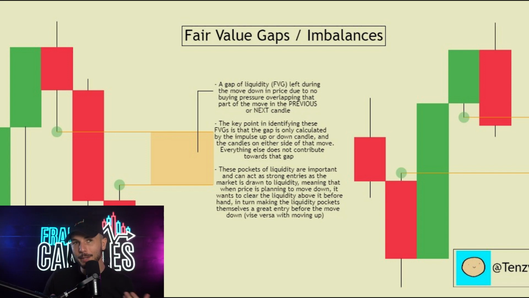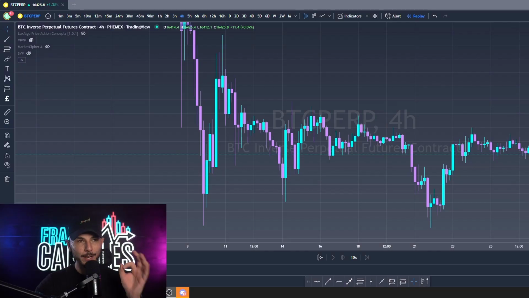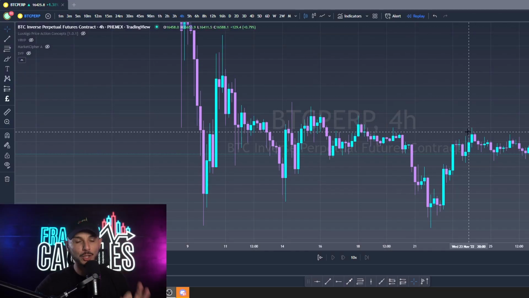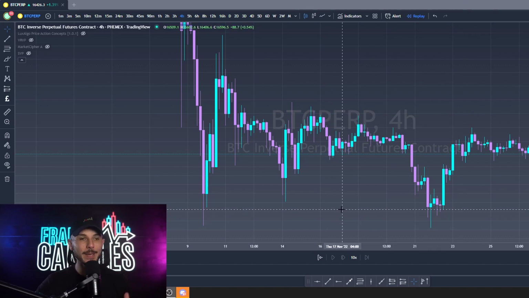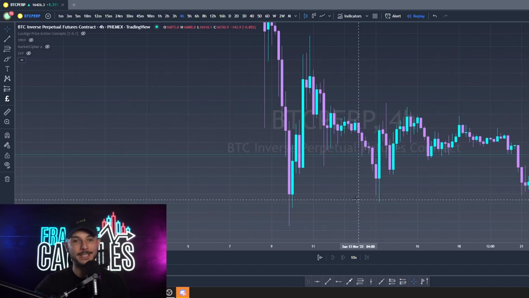Now that you know a little bit about what a fair value gap is and how to identify them using the candlesticks, let's talk about how price action interacts with these fair value gaps. So now that you guys have an idea of what a fair value gap is and how to look at the candles and identify where these gaps are, let's take a look at a couple of examples on the actual charts. So here we are on the Bitcoin 4-hour chart, and let's see if we can identify any fair value gaps here on the chart.